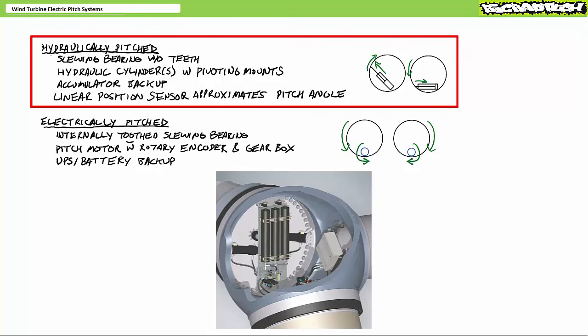Pivoting mounts allow the linear extension and retraction of the cylinder rod to change the rotational angle of the blade, such that when extended, the blade is pitched forward, and conversely, when retracted, the blade is pitched back. In the event a hydraulically pitched turbine loses power, it uses pressurized fluid stored in an accumulator to pitch the blades to a feathered position and decelerate the rotor.